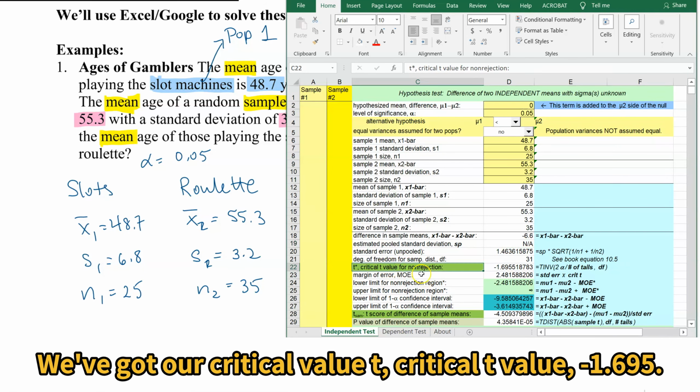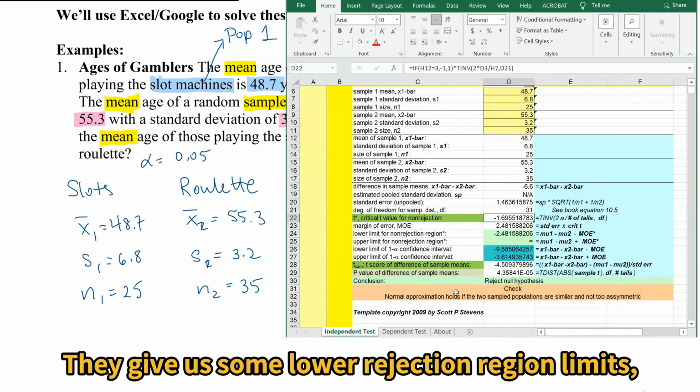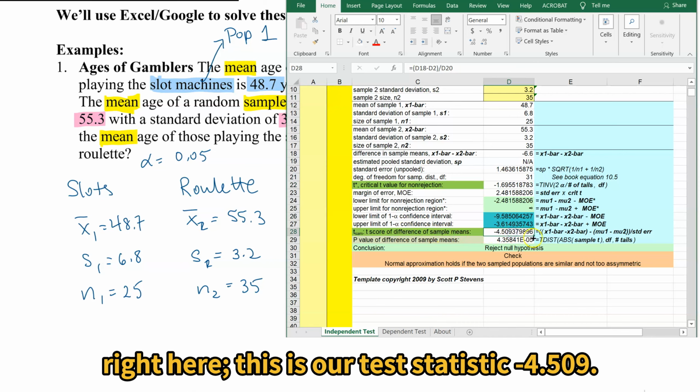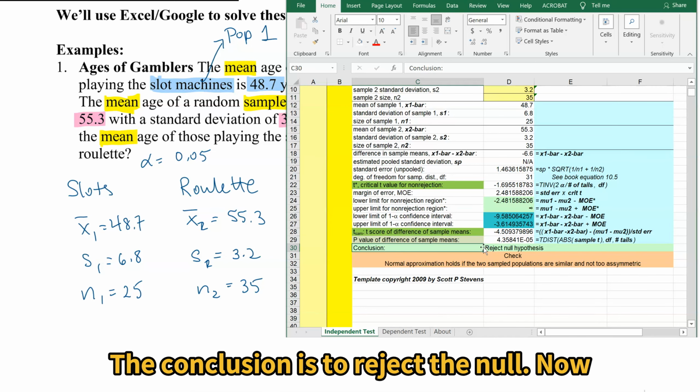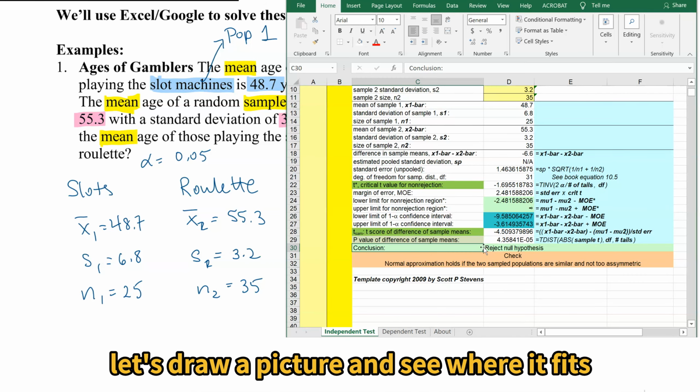We've got our critical value, critical T value, negative 1.695. They give us some lower rejection region limits, but we really want to come down to this value right here. This is our test statistic, negative 4.509, and then we have our p-value. Notice the conclusion is to reject the null. Now before I just take that as it is, let's draw a picture and see where it fits in.